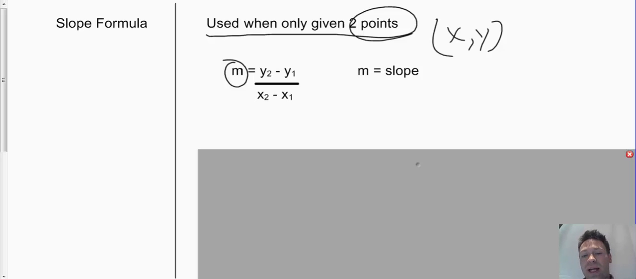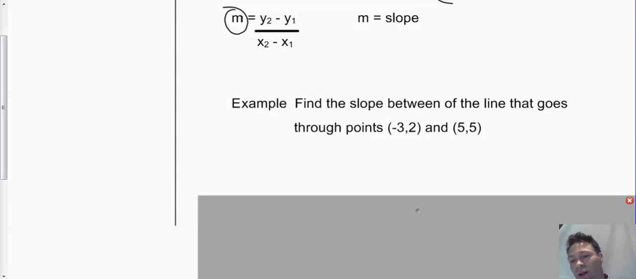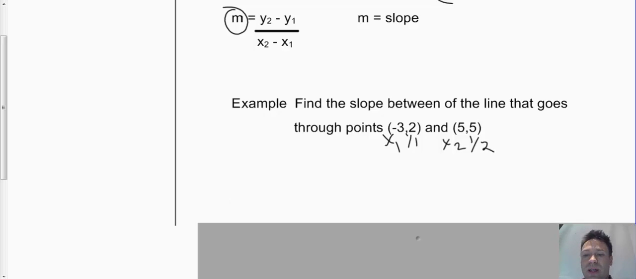The formula is y2 minus y1 divided by x2 minus x1. So we take our x's and y's and we label them. If we go into an example here, we want to label them x1, y1, x2, y2. The reason we do that is because now I will not mix up this formula. I know where everything goes.